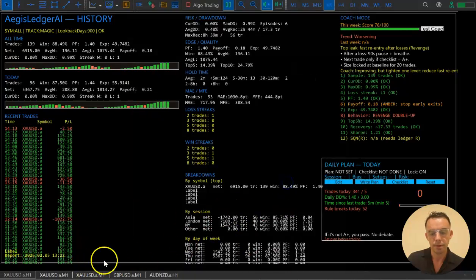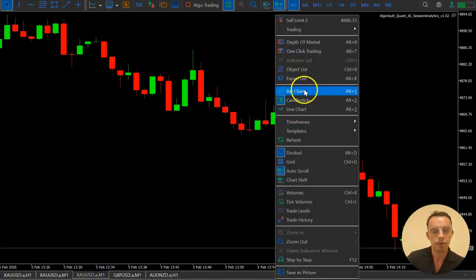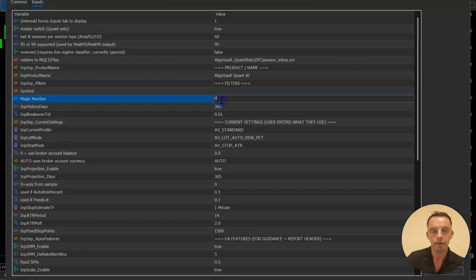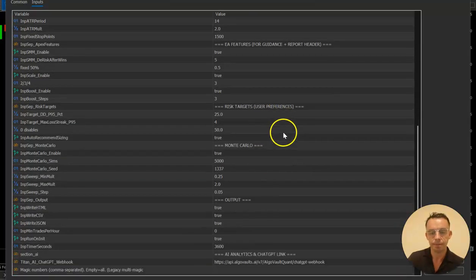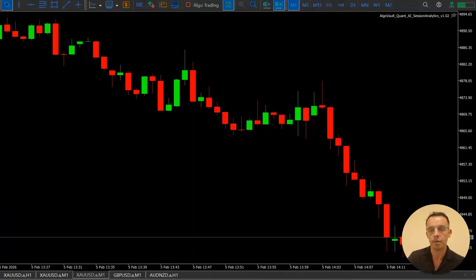So AlgoVault Quant, what we want to do is get the statistics from this version. So we'll go to experts, go to properties, and here we fill in the magic number of the Apex11. This works with any of the AlgoVault products. We just separate it with the magic number, 114. We don't really need to do anything with this yet. This has got all the Monte Carlo, all the real statistics, risk targets, everything. And hit that. Then we'll go to File, Open Data Folder.